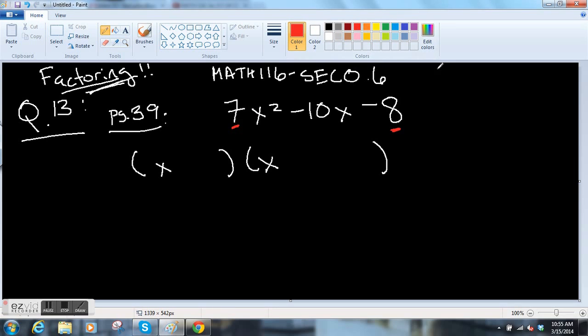And this is the way I look at it. You have 7 over here and 8 over here. And 7, well, that's really 7 and 1. Those are your only ways to get 7. 8's a little trickier. 8 could be 8 and 1 or 4 and 2.